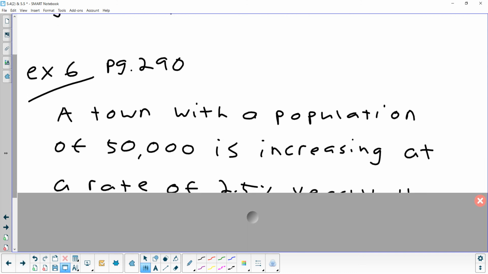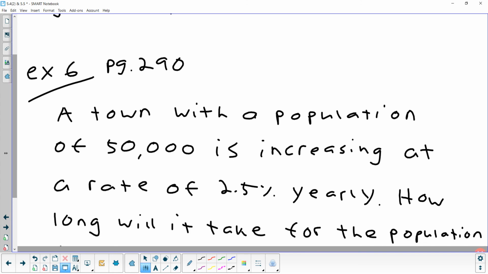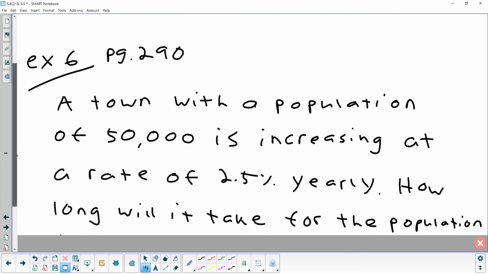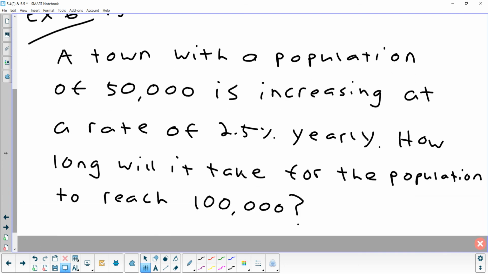So I'm not sure the exact section we did this in. I think it was 5.1. And so we have a town with a population of 50,000 people, increasing at a rate of 2.5% per year. And I think they asked, how long will it take the population to double, if I remember. Yep. How long will it take to reach 100,000 people?